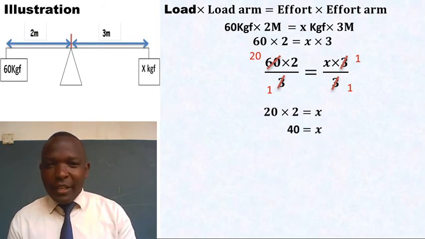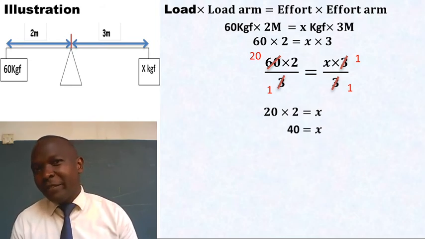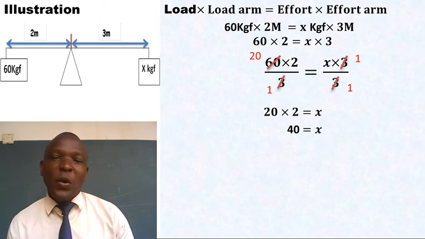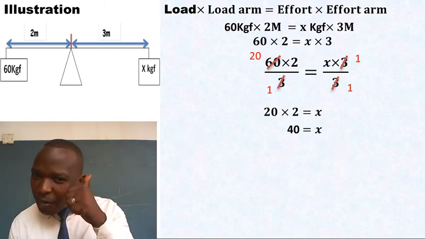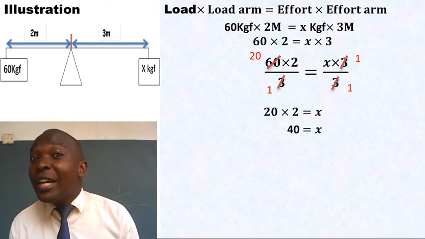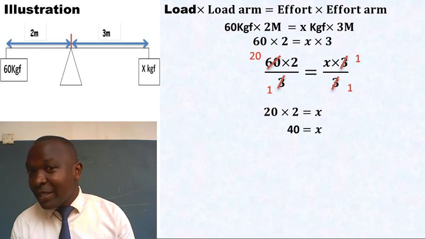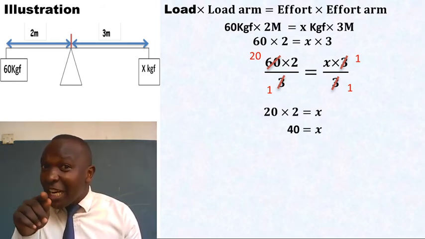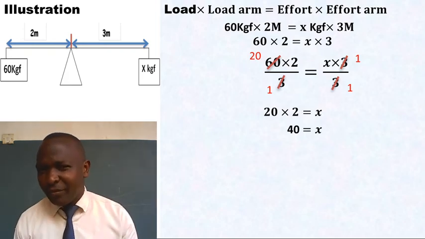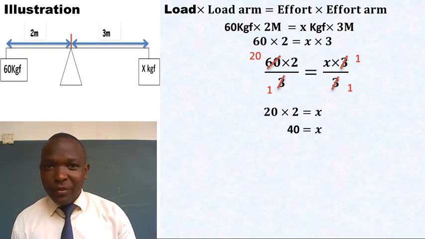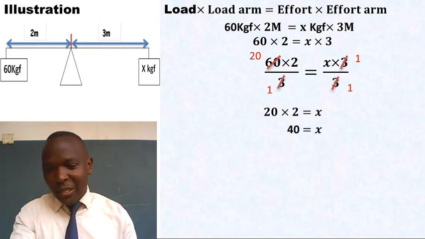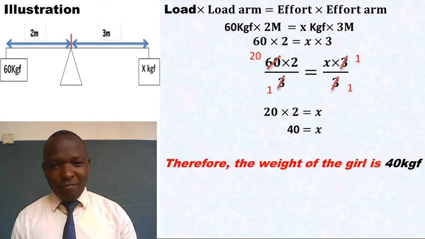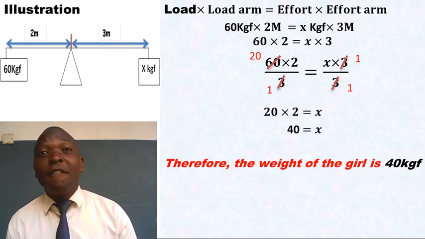40x. Who has seen a mistake in our answer? There are 2 mistakes. 40 equals x. Who has seen the mistake? Number one mistake, they didn't tell us to find the value of x. They said the weight of the girl. We have been using this x as the unknown for the weight of that girl. Mistake number two, there are no units. So you have to conclude and say, therefore, the weight of the girl is 40 kilogram force.